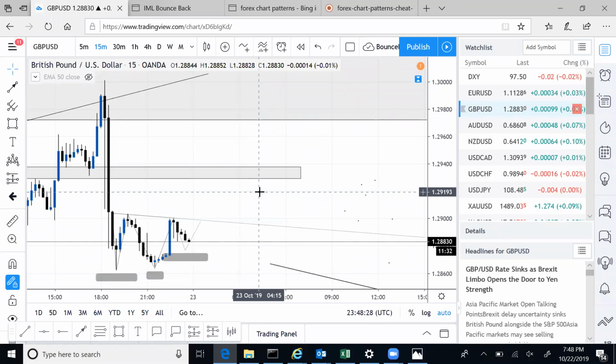Am I clear, everyone? If I'm clear, just type clear in the chat box.